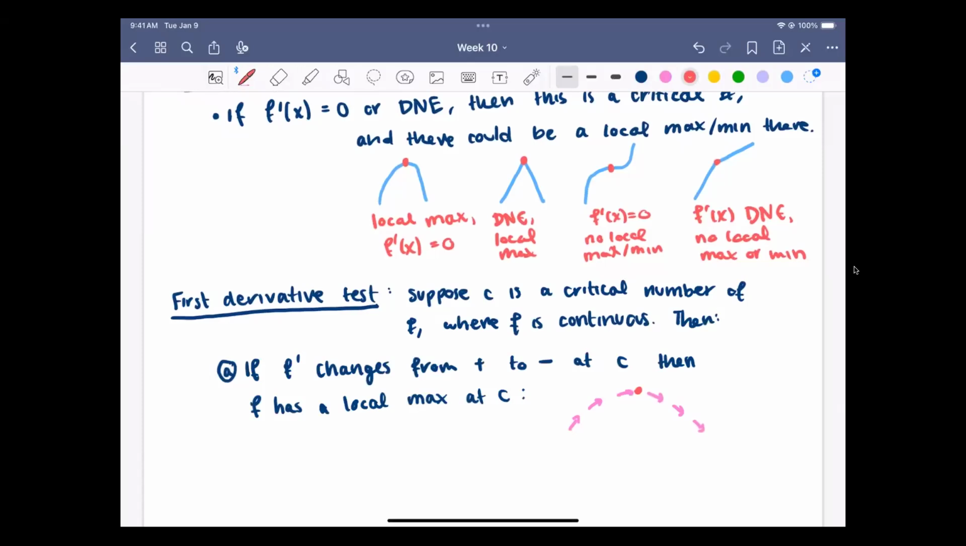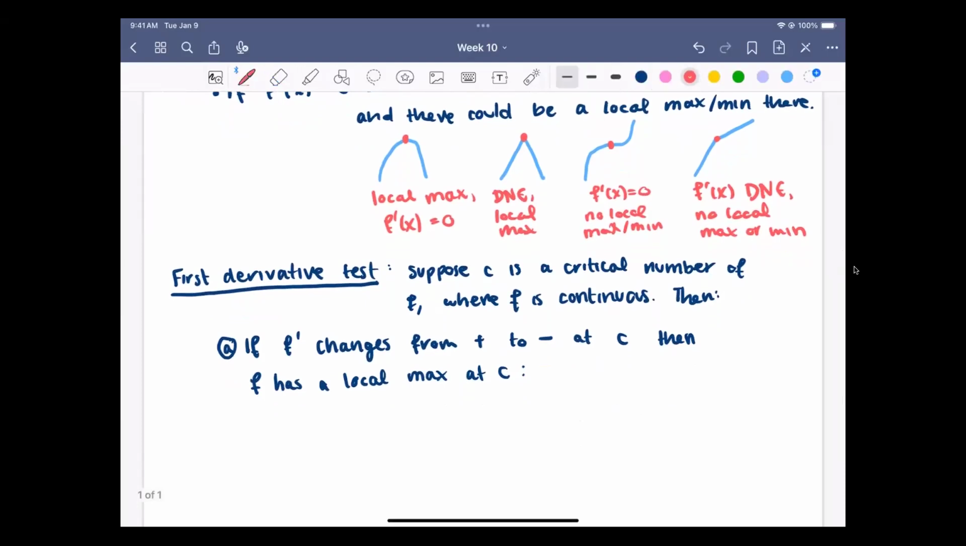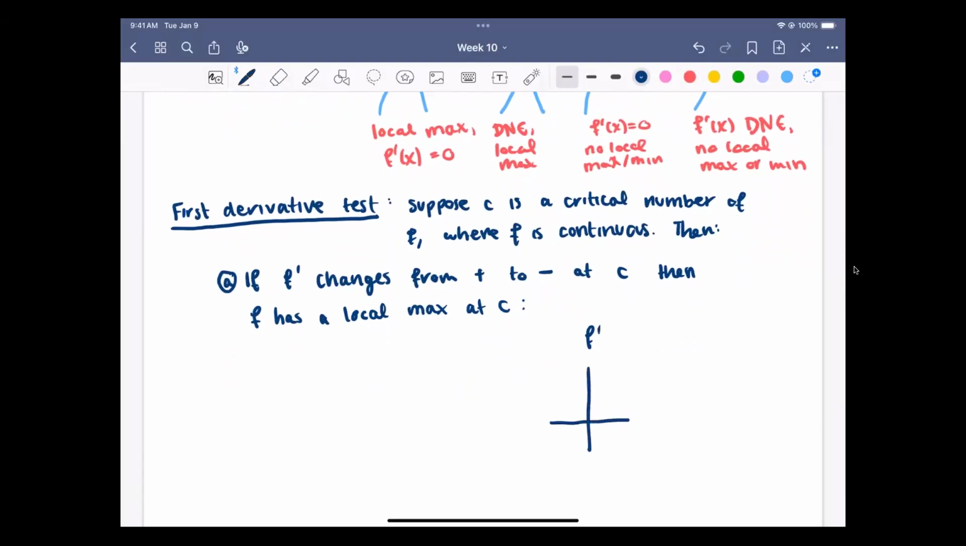The derivative is 0, but of the function. Yeah, maybe I'll draw both pictures. Okay, I'm going to erase this. Let's say this is our f prime. It's going to change from being positive to negative. I'll just draw it as a line. So if f prime goes from positive to negative at C, you're absolutely right, the f prime of C is going to be 0.